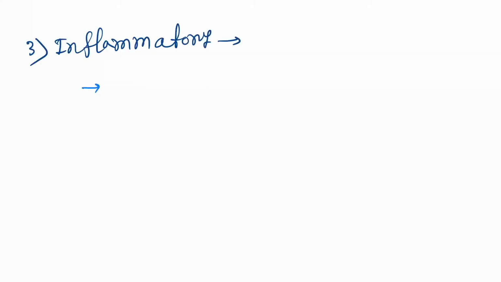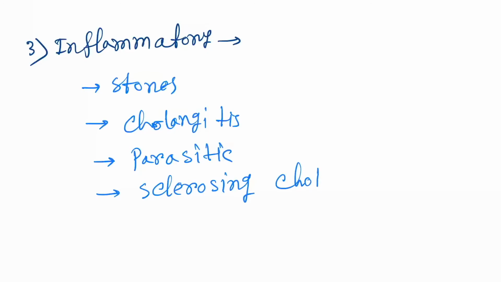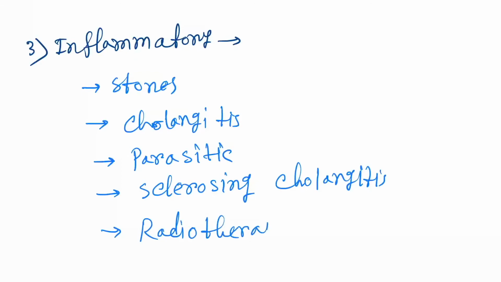Next we will see the other cause, which is inflammatory. Inflammatory causes are due to stones, due to cholangitis, that is inflammation of the bile duct system, due to parasitic inflammation, due to sclerosing cholangitis, or due to radiotherapy. Okay, next cause can be trauma and other causes, that is idiopathic.